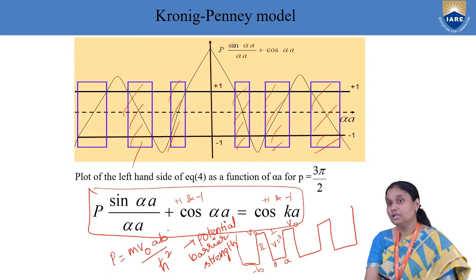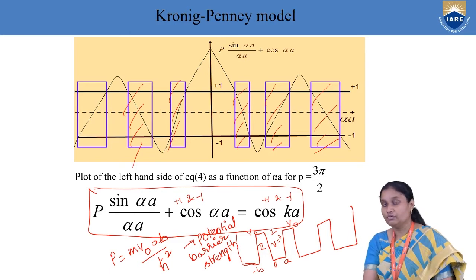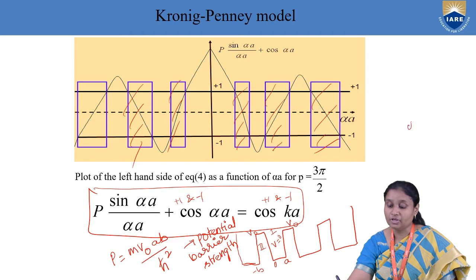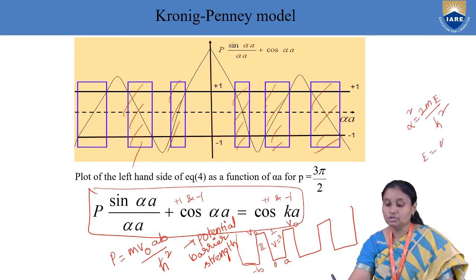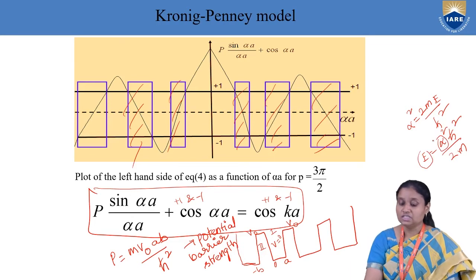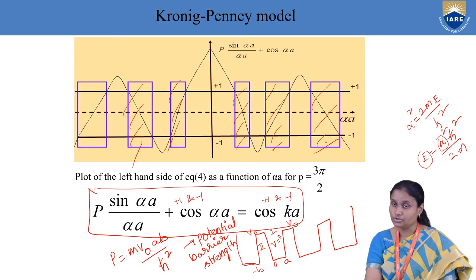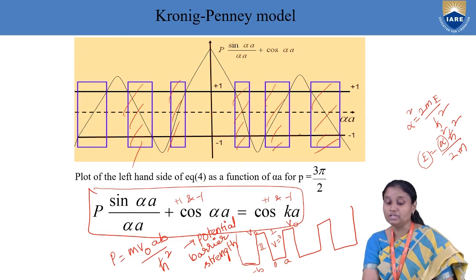And what are unpermitted values of alpha? These are those values for which the left hand side of this equation goes beyond either +1 or -1. Because alpha is proportional to energy, E is equal to alpha square h cross square by 2m. So when we get permitted values of alpha, we get permitted values of energy. These shaded regions formed by permitted values of alpha give rise to allowed energy bands. What do we mean by an allowed energy band? The electron can move only with those energies.